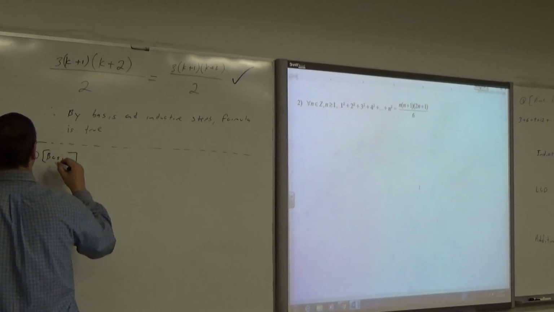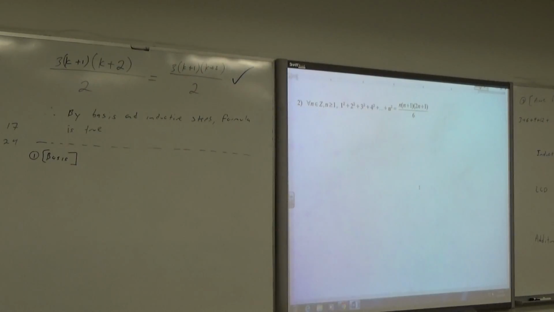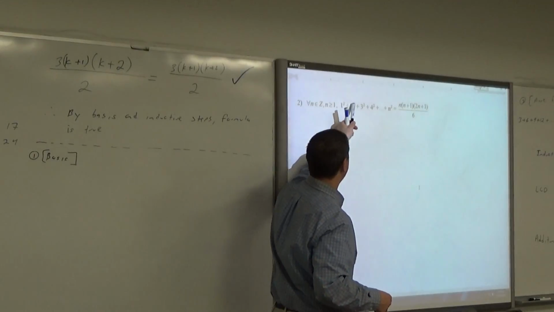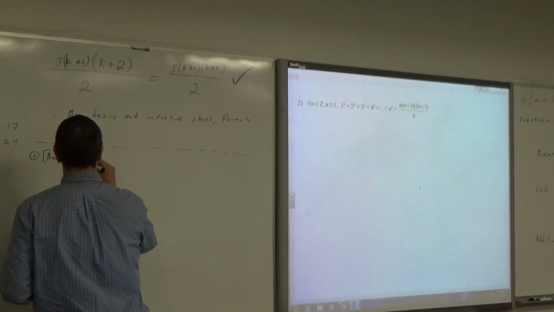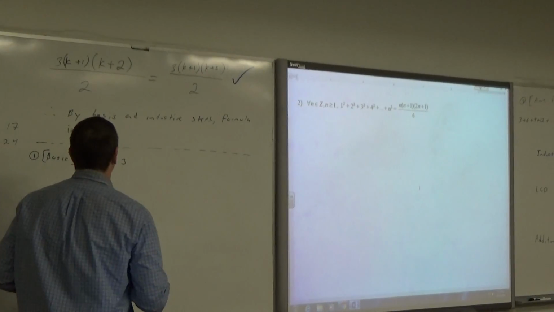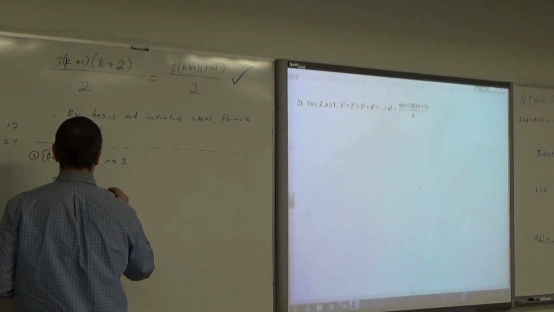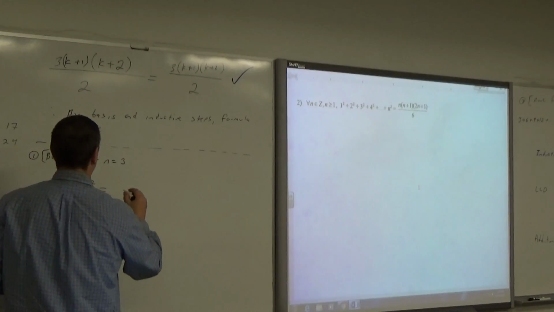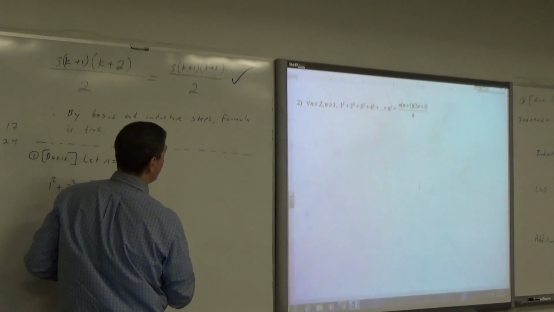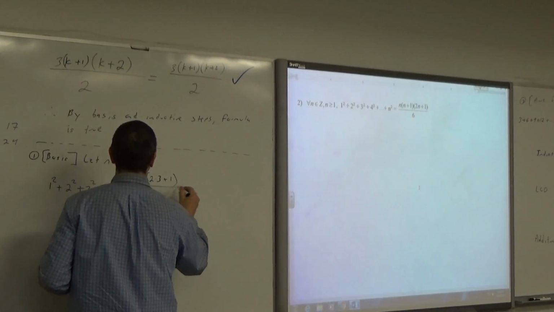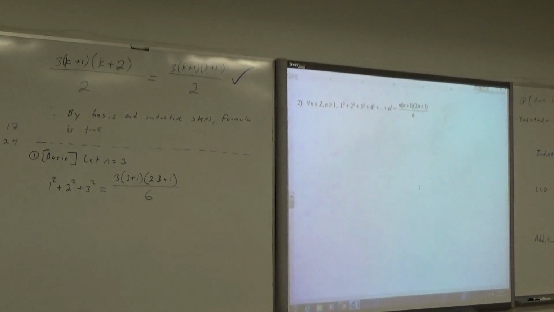We need a basis step. Let's just use n equals 3, just because. From now on, we'll just use the first element in the domain. Our lowest element in the domain could be 1. Let's just do 1, 2, and 3. So let n equal 3. This means that 1 squared plus 2 squared plus 3 squared should be equal to 3 times (3 plus 1) times (2 times 3 plus 1), all divided by 6. Well, let's hope that's true.